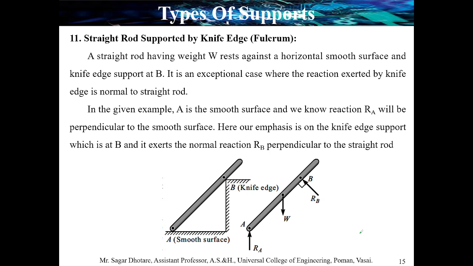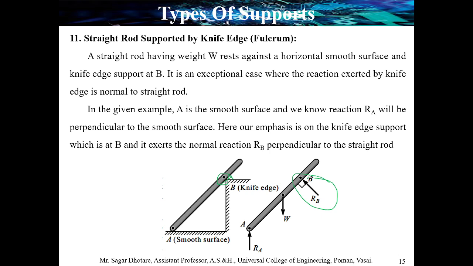Next one, the straight rod supported by the knife edge, we can simply say fulcrum. A straight rod having a weight W is against a horizontal smooth surface and placed at the knife edge on a vertical surface, as shown in the figure. So there are two reactions which normally occur. First, because of the smooth surface, there is a perpendicular reaction Ra. At knife edge point B, there is a perpendicular reaction, that is Rb.